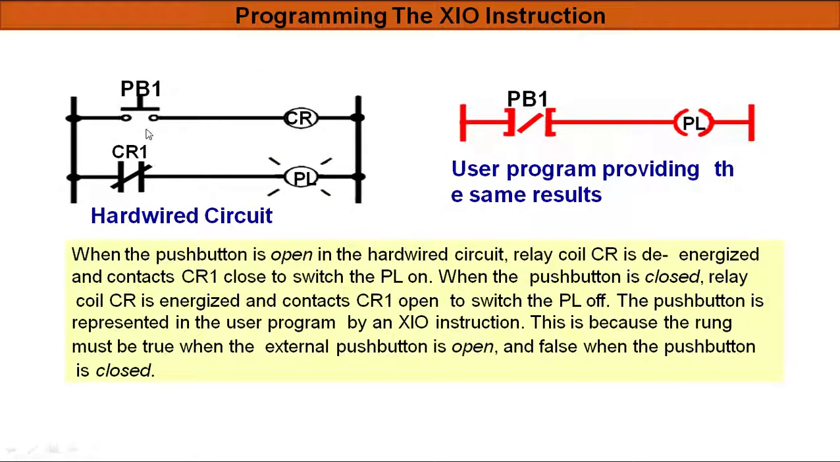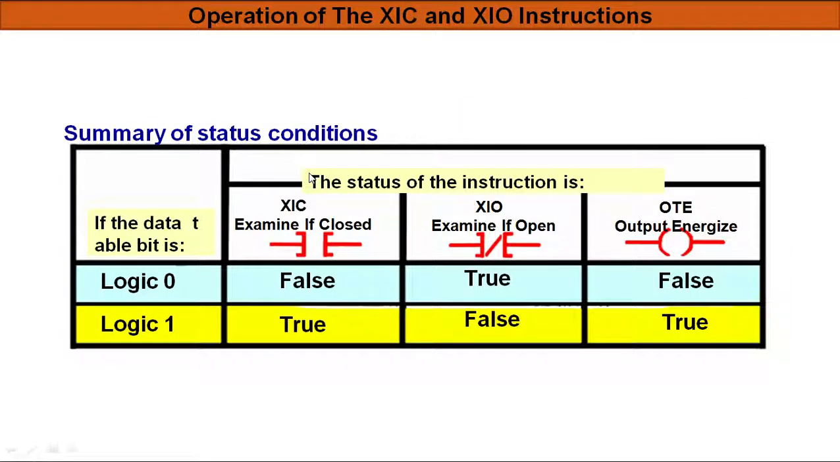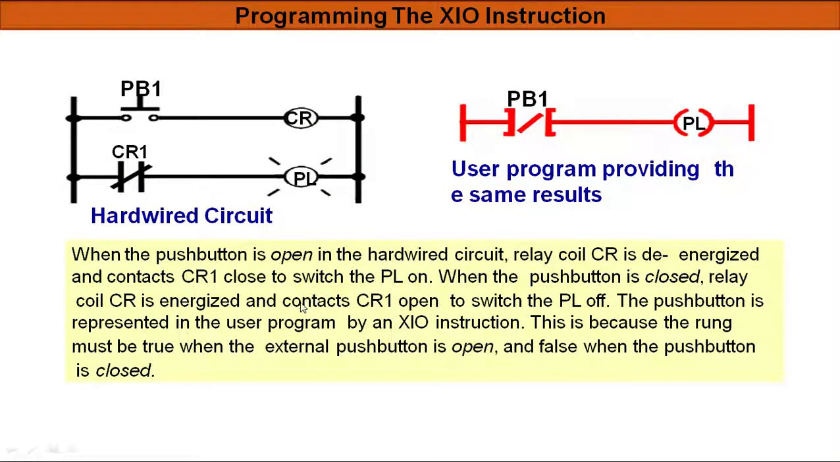See, when the push button is open, you find out in the hardware the relay coil CR is de-energized and contact CR1 closes to switch the PL on. This is internally open, so this will be open to switch the PL off. It will be off internally. The push button is represented in the user program by an XIO, examine if open, instruction. This is because the rung must be true when the external push button is open and false when the push button is closed. Opposite to that.